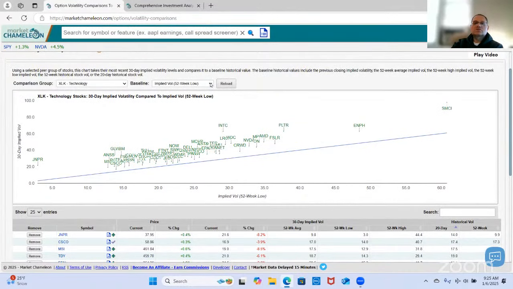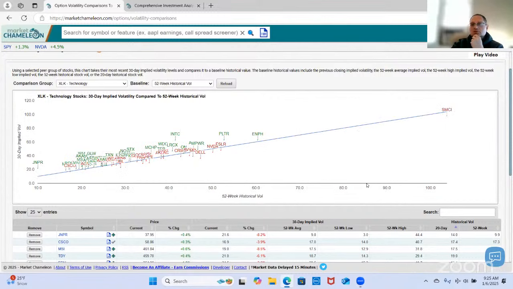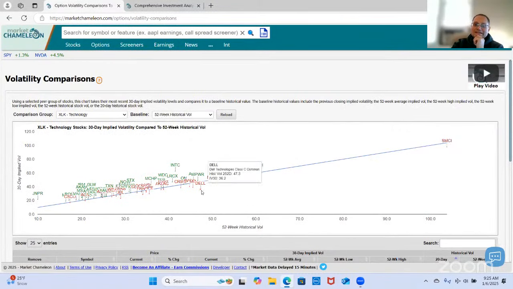If we wanted to see, again, how far away they are from their historical average value, click on that. And here we see Dell is below its 52-week average, 36 versus 47. NVIDIA is below its 52-week average. SMCI, even though it's at a 97 volatility, is below its 52-week historical average. So these are technology stocks in the S&P 500.